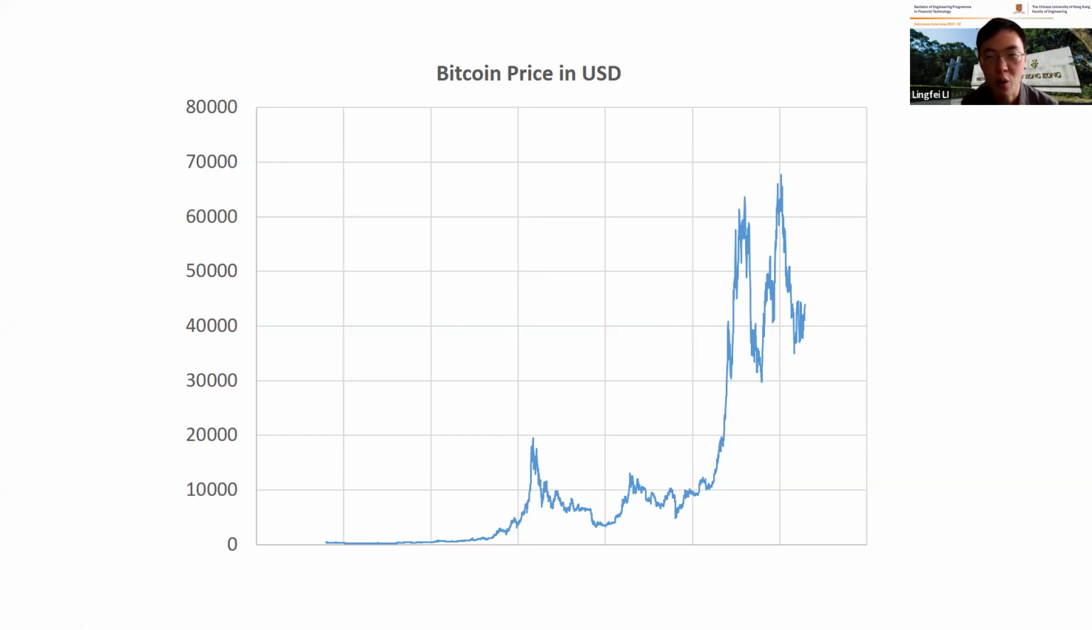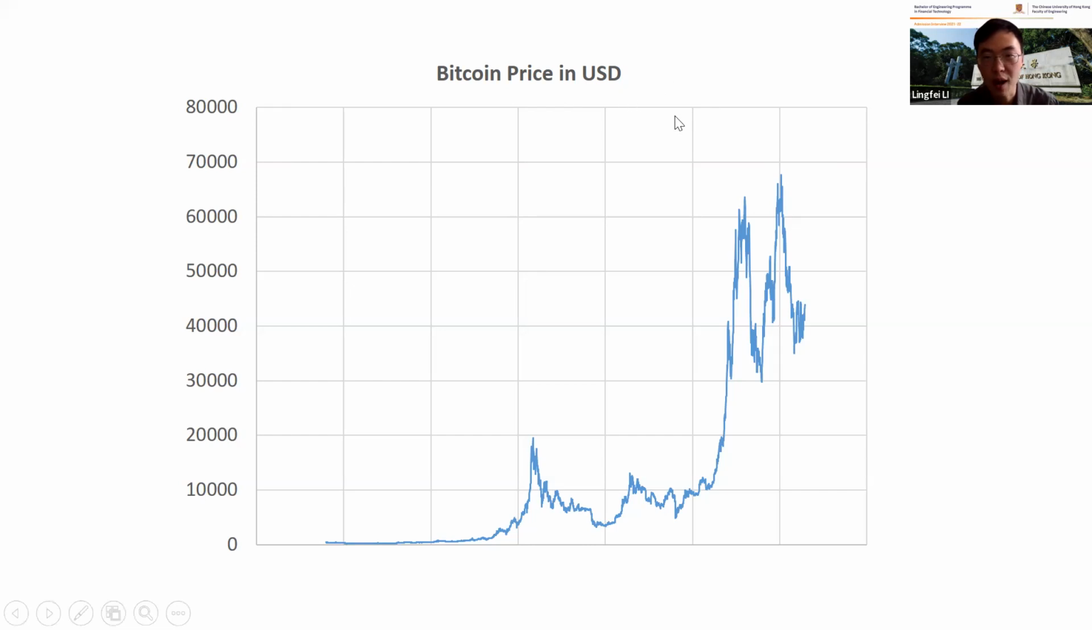rolled out several quantitative easing programs. Quantitative easing basically means printing money. So a lot of U.S. dollars have been printed. The U.S. government has flooded the markets with U.S. dollars, and that caused inflation. Inflation basically makes money less valuable. It will make prices more expensive.